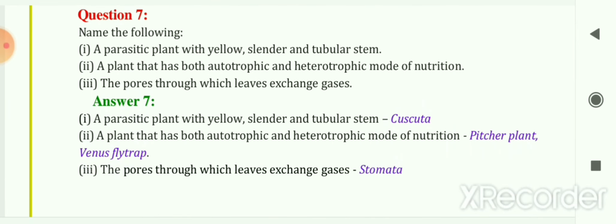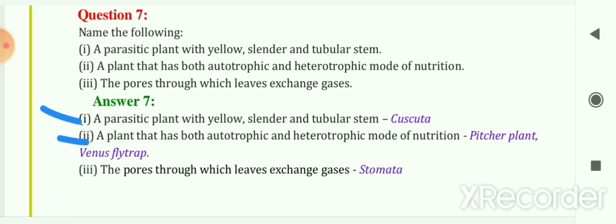The next question is name the following. In that first one, a parasitic plant with yellow, slender and tubular stem. So the answer for that is Cuscuta. The next is the plant that has both autotrophic and heterotrophic mode of nutrition. So your answer will be pitcher plant or Venus flytrap.